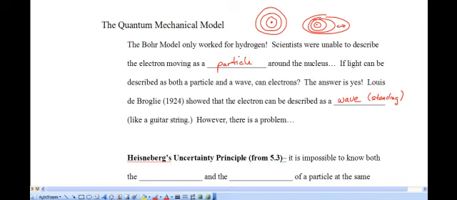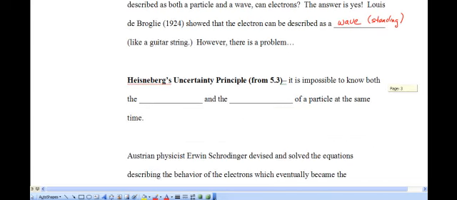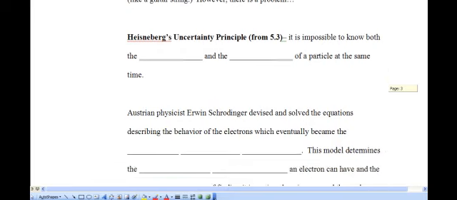The problem is, once they started calculating some of the different properties using its wave functions, came what's called the uncertainty principle. Werner Heisenberg discovered this uncertainty principle, and what he found was that it's impossible to know both the position of the electron and the momentum of the electron or the particle at the same time. Here's the problem.